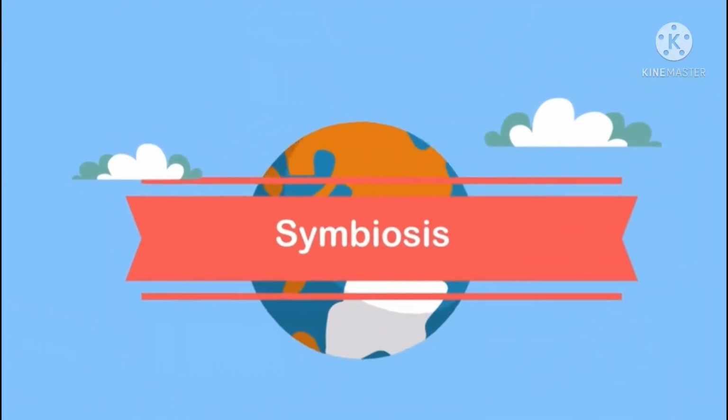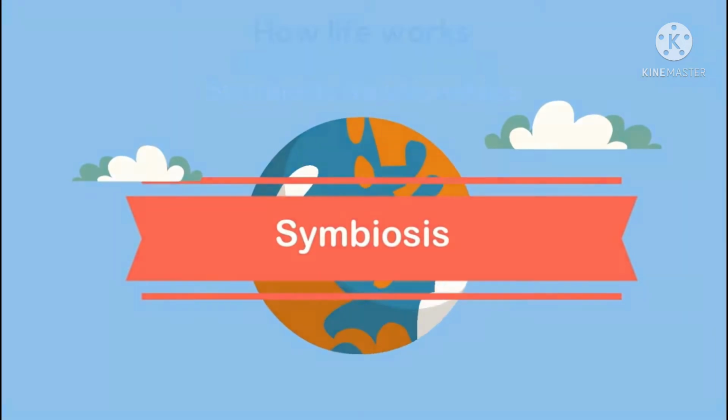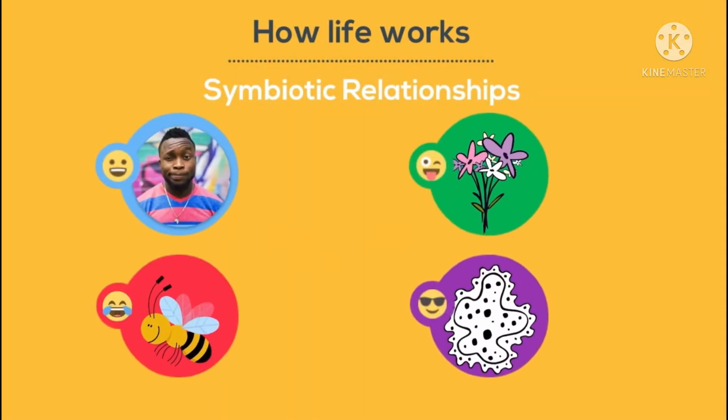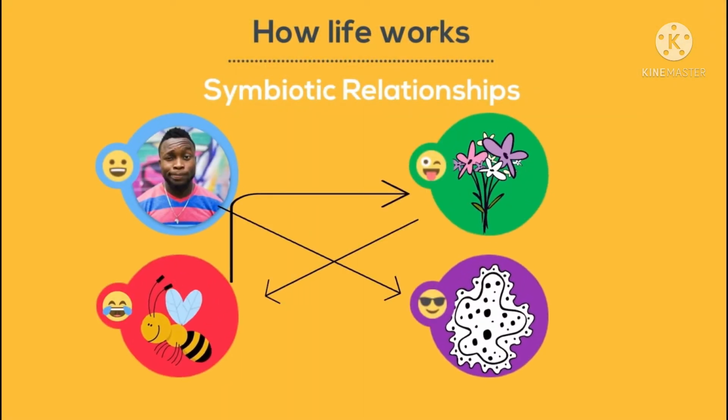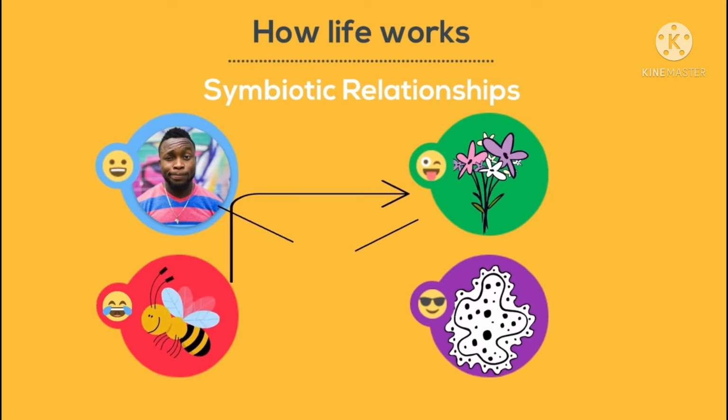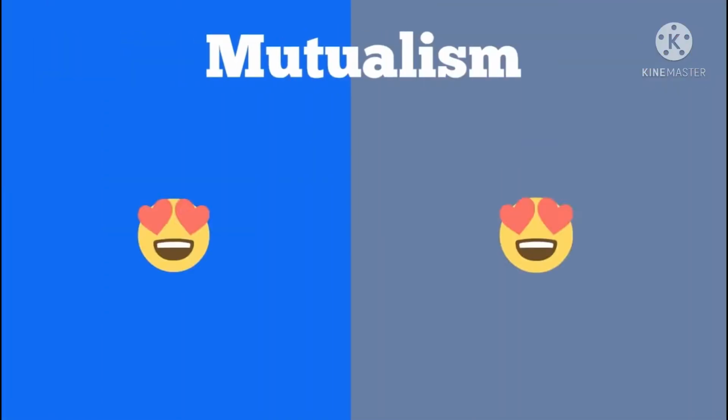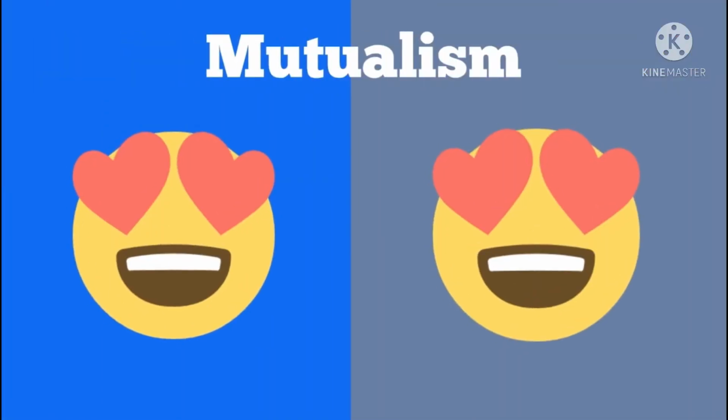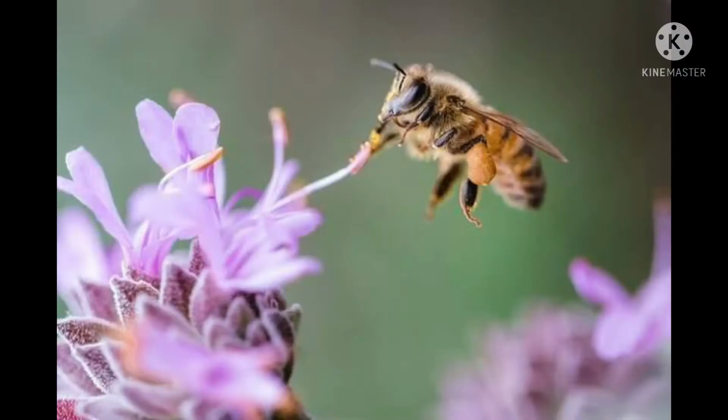Symbiotic relationship occurs when two participating organisms live closely together for a certain period of time, or when they cannot be separated, so they have to completely live together throughout their lifetime. There are three types of symbiotic relationships. We have mutualism, where both participating organisms are benefited. Mutualism is a give and take relationship.